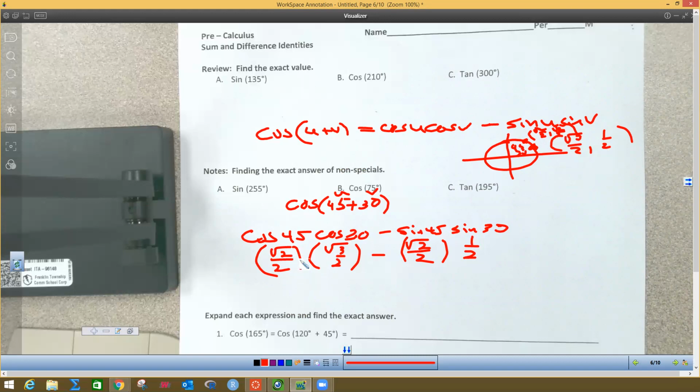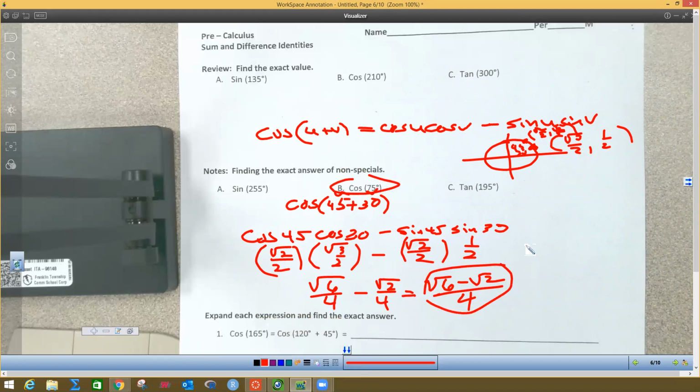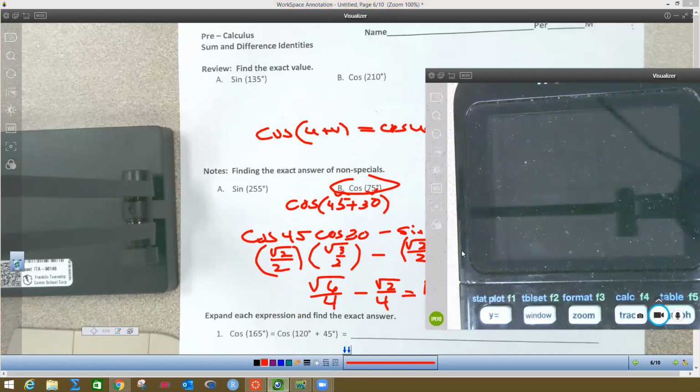I'm going to multiply these out, so I'm going to get radical 6 over 4 minus radical 2 over 4. And this is radical 6 minus radical 2 all over 4. So you can plug that into your calculator again. You can plug in the cosine of 75, and you can see those are both the same decimals. Anybody want me to do that again? Okay, so I'm going to do it on the calculator. I'm going to show you that those two things are the same.